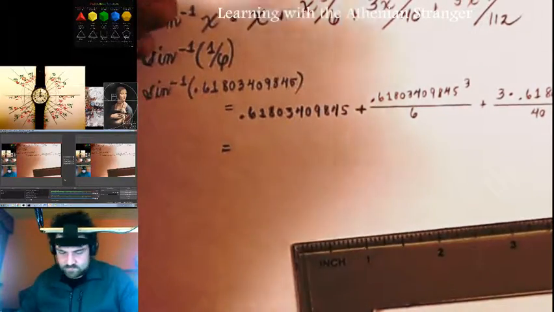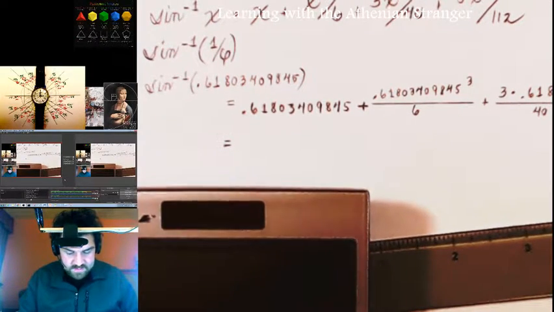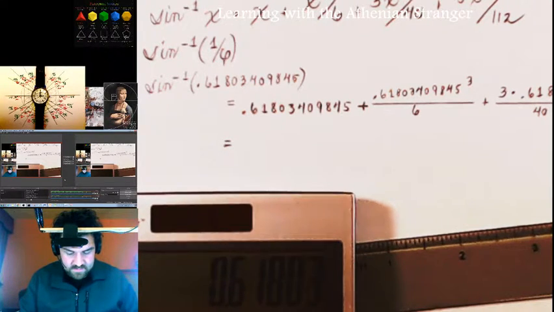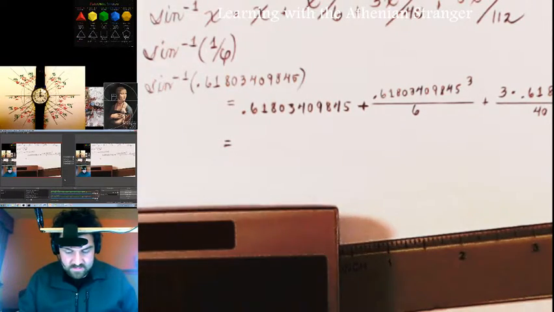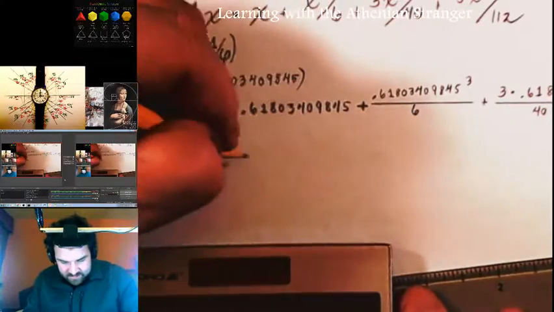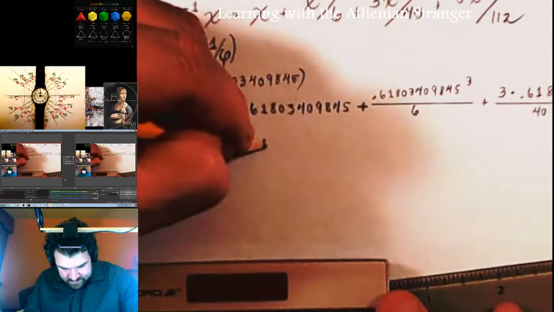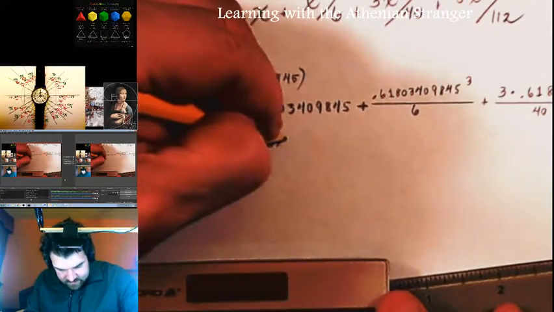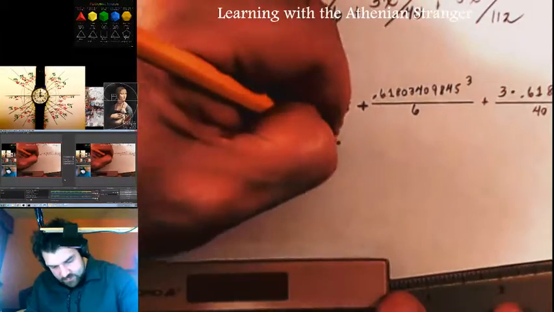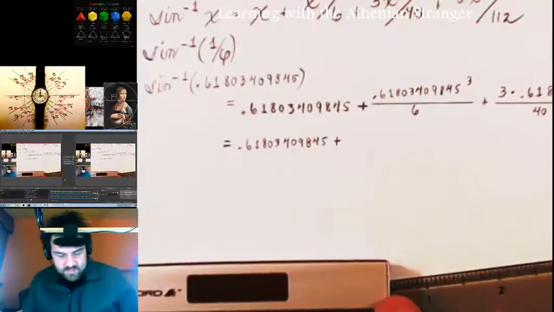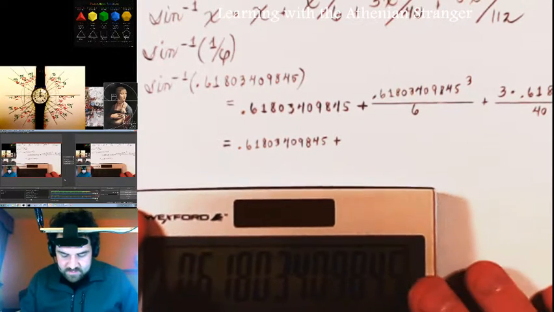Equals 0.6180340985. Right? That's what we want. So we're going to write that again because we have to do all these other intermediate calculations. 0.618034095. Now, don't rush through this. Your temptation is to rush through this. You say, I'm bored. Well, okay, but now we're going to cube this number. So we're going to multiply it by itself twice. Okay, so here we go.